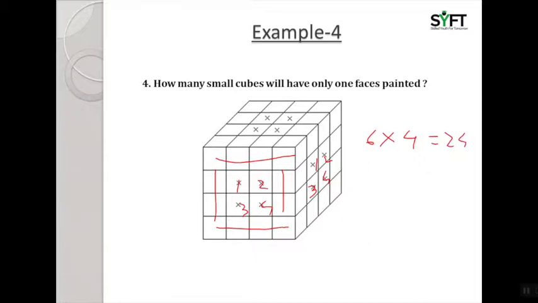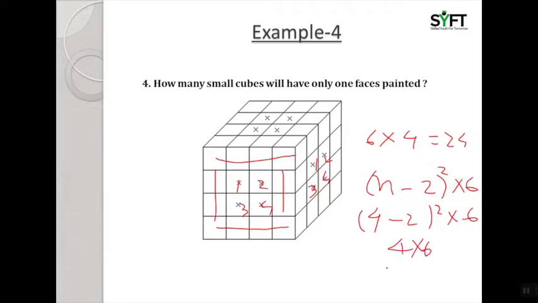And there is a formula also that can be used, that is n minus 2 whole square into 6, where n is the number of smaller cubes along an edge. So we have the number of smaller cubes 4, 4 minus 2, 2 to the power 2 is 4, into 6, 24. So also we can get the answer.